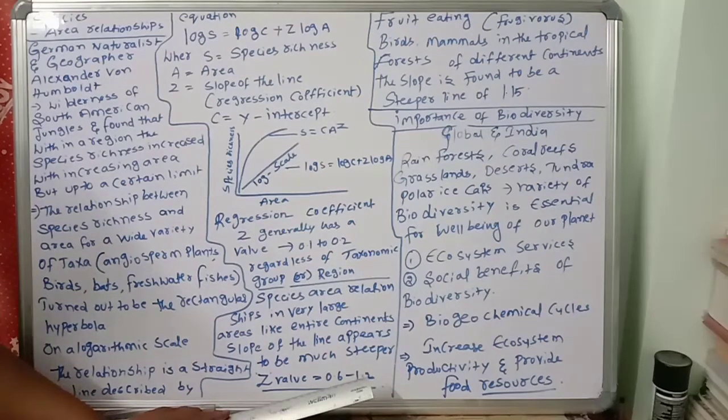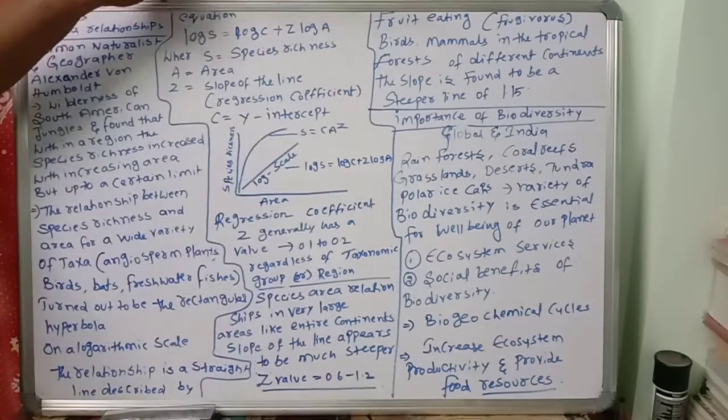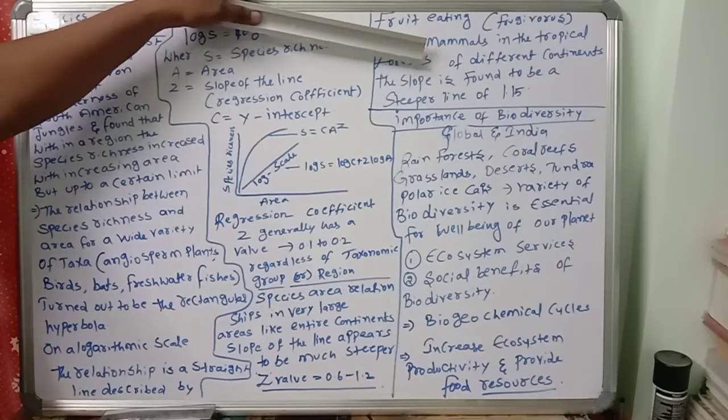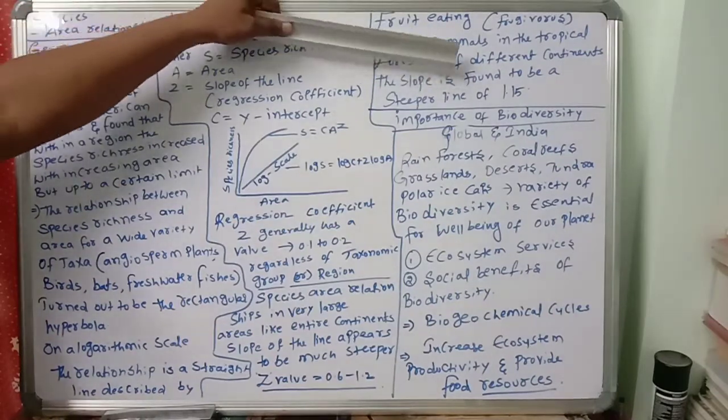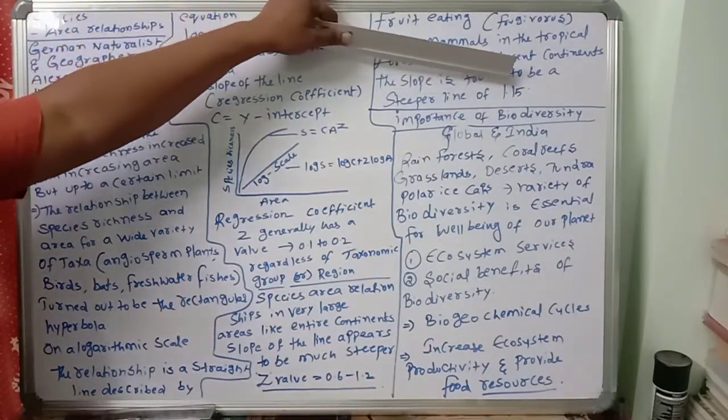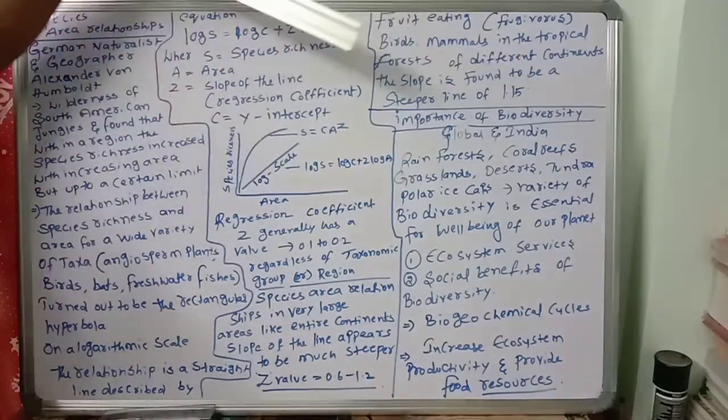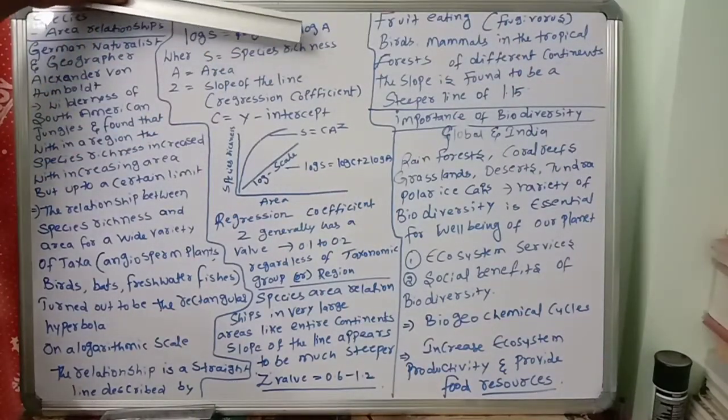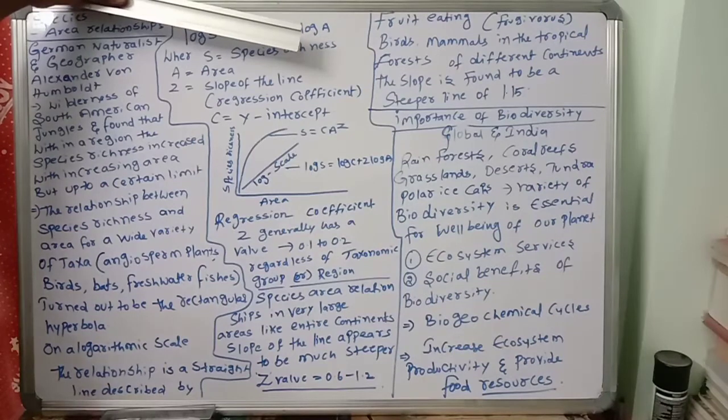For example, in the case of fruit eating birds and mammals in the tropical forests of different continents, the slope is found to be steeper. Fruit eating birds are more, no? Also frugivorous animals in the tropical region, more animals. The slope is found to be a steeper line of 1.15. This is a very important point to remember.